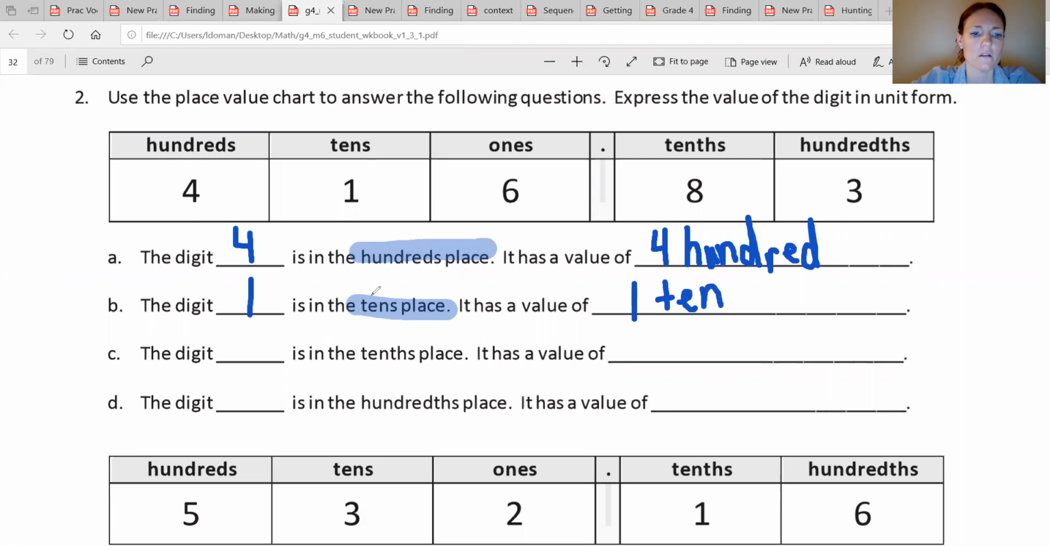Okay. Letter C, the digit blank is in the tenths place. So be careful with this. This one's the tenths place. So now I'm over to the right side of the decimal. And I have an 8 in the tenths place. And I'm going to go ahead and just write 8 tenths.